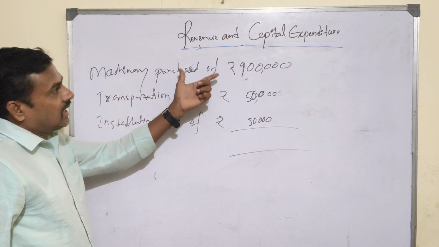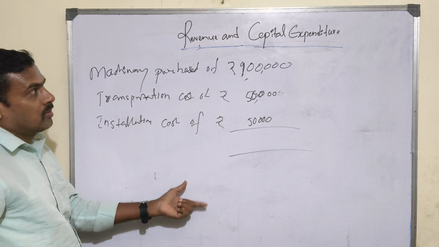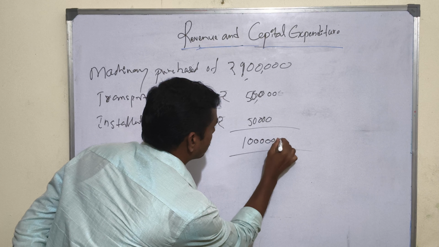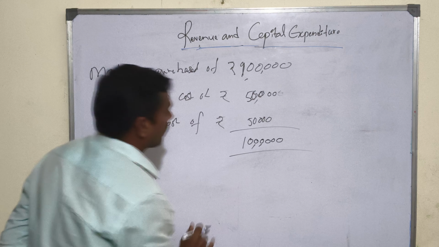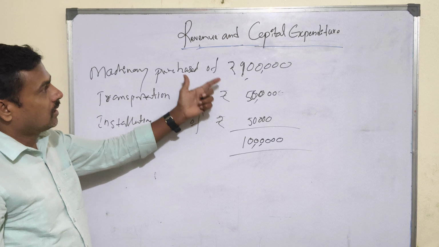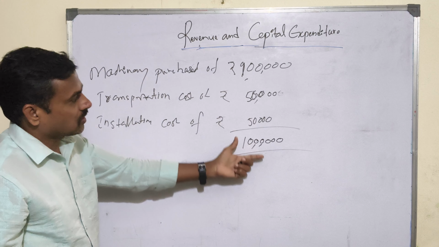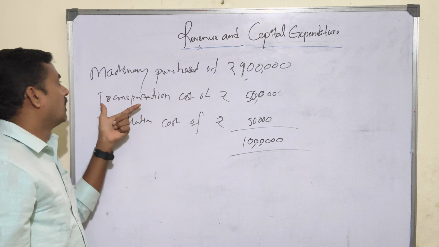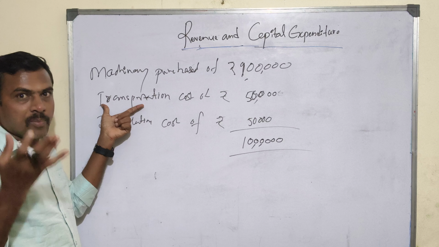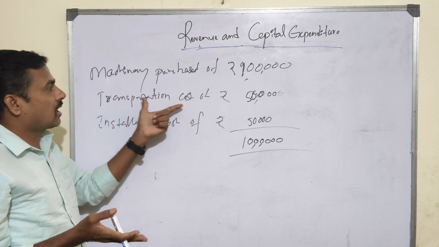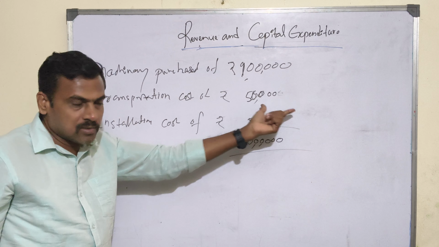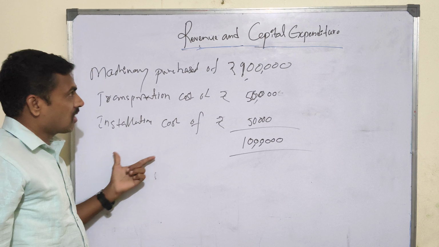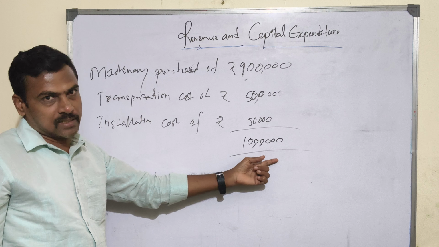What is the total aggregate cost of the machinery purchase now? 10 lakhs. Because my machinery purchase cost is 9 lakh. To bring that machinery to my factory premises, the transportation cost incurred is 50,000 and installation cost is 50,000. Total aggregate cost of the machinery is 10 lakh rupees.